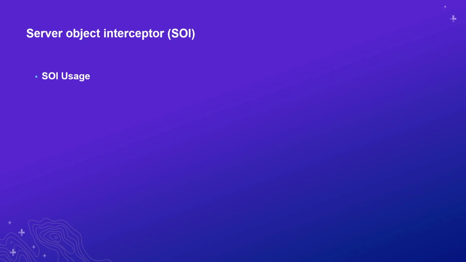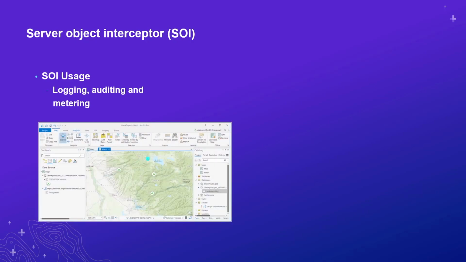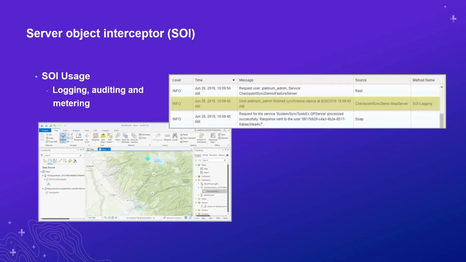The first use case for SOI is logging, auditing, and metering. This is the simplest scenario because in this scenario, the SOI is not modifying any request or response. All the SOI does is to log messages when certain operation is performed. So for example, when a service operation is requested by an end user, the SOI will log a message in server logs to record which user performs what operation at what time. And this will help the enterprise administrator to monitor or audit their users' activities.